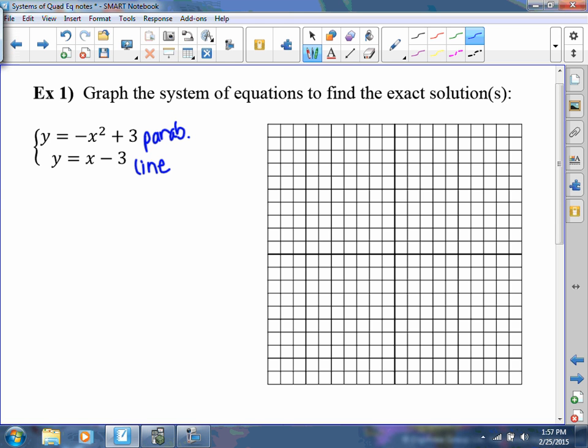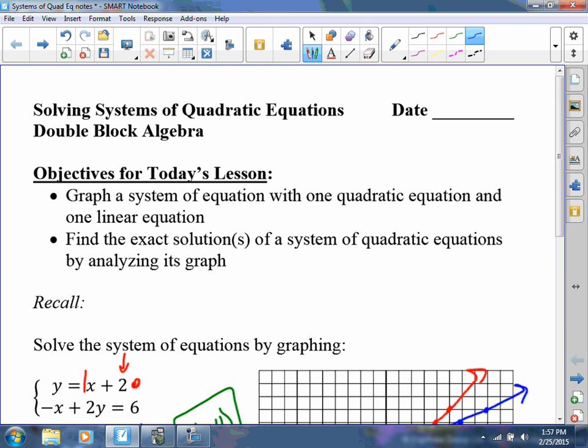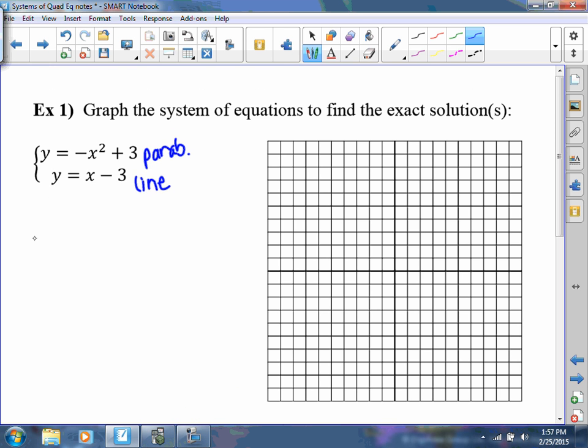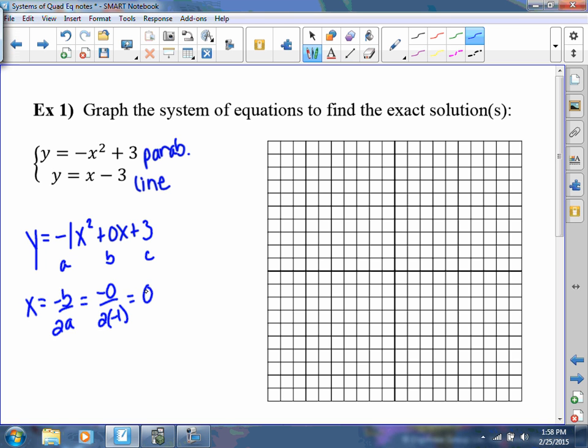Okay, so this is good review of graphing parabolas that we've been doing. If you want to rewrite it so that it has all the terms, we would have negative 1x squared plus 0x plus 3. So then the negative 1 is A, the 0 is the B, the 3 is the C. And then we have to do the negative B over 2A so we can find our axis of symmetry. So that's 0 over 2 times negative 1. Well, that's just going to be 0.